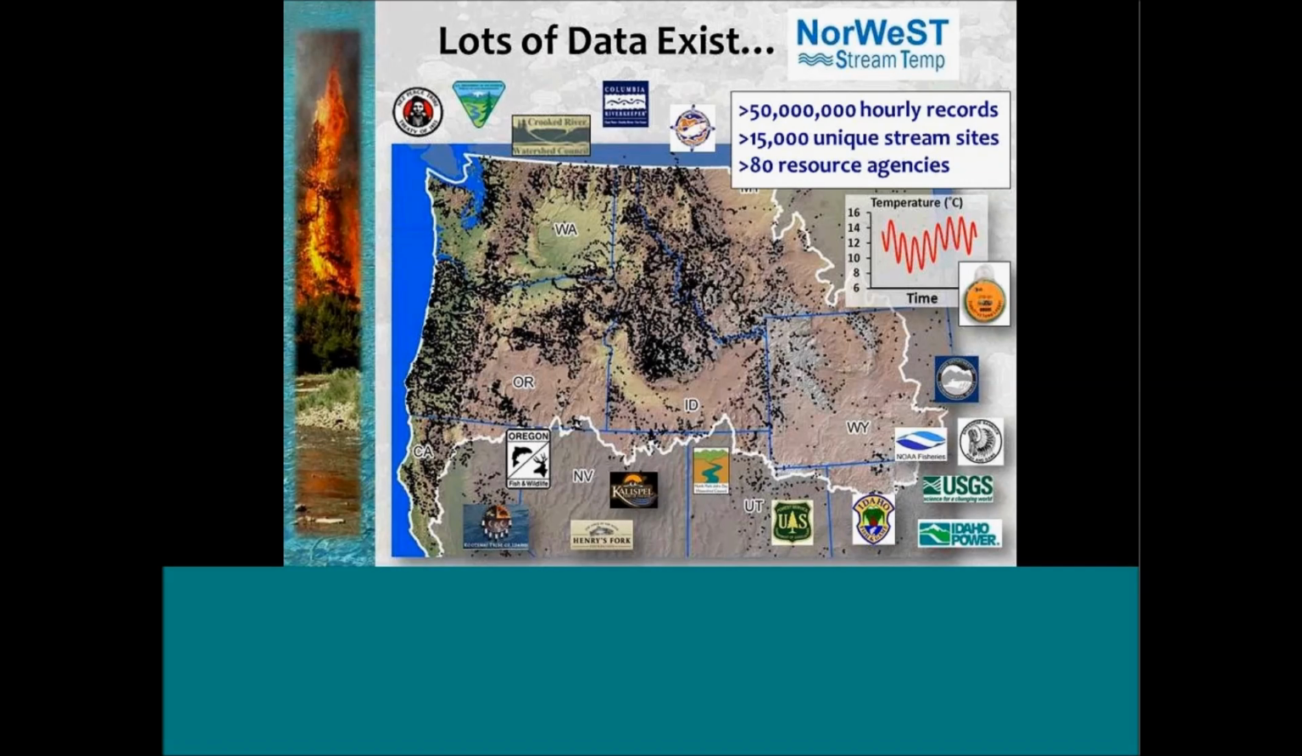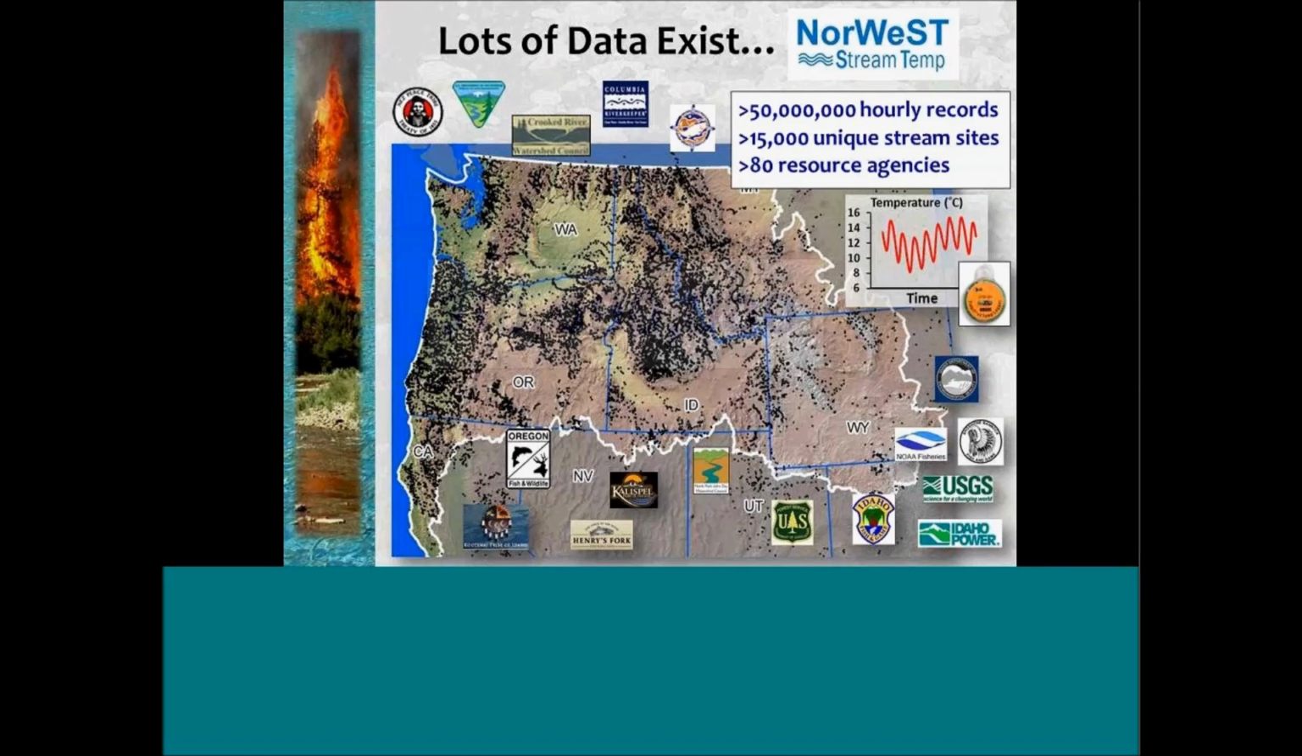So far, at least, we've got more than 50 million hourly temperature records in this particular database now, more than 15,000 unique stream sites represented, and more than 80 different state, federal, private, municipal, county organizations have been gracious enough to share data with us. And so it's a tremendous resource now that's been pulled together, organized, and is put on the NorWeST website so that people have open access to the vast majority of these data.